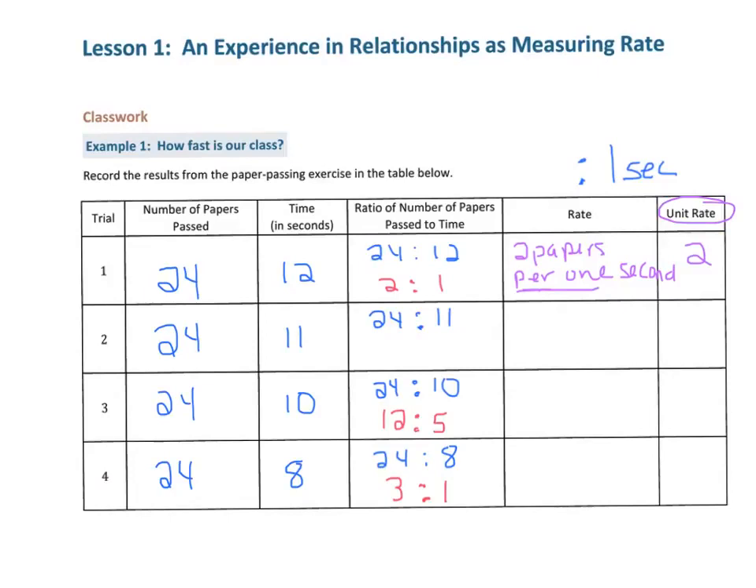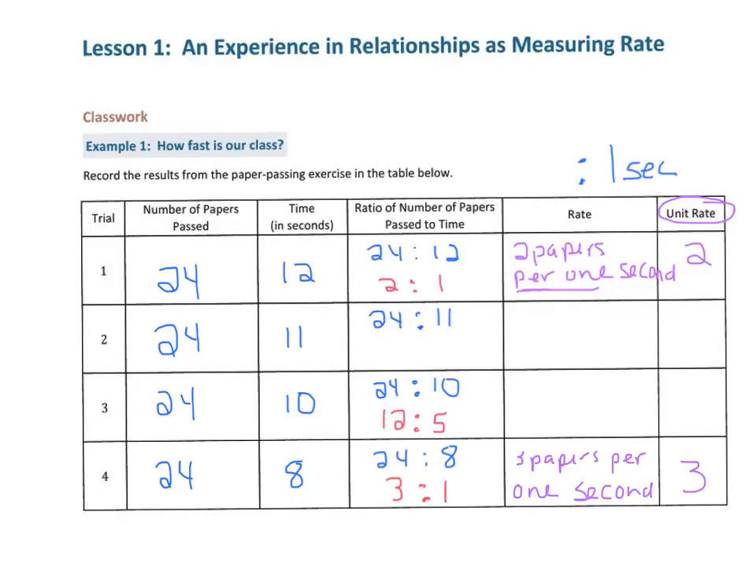So pause for a minute and see if you can figure out the rest of these. The next one was a little bit more difficult because it was not already to a per 1, and the third trial wasn't either, but this last one was easy, so hopefully you at least got this one. It was 3 papers per 1 second. So our unit rate was 3. With trial 2 and 3, you had to do some dividing. How many times does 11 go into 24?